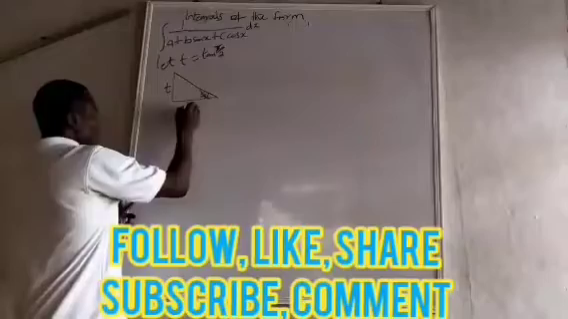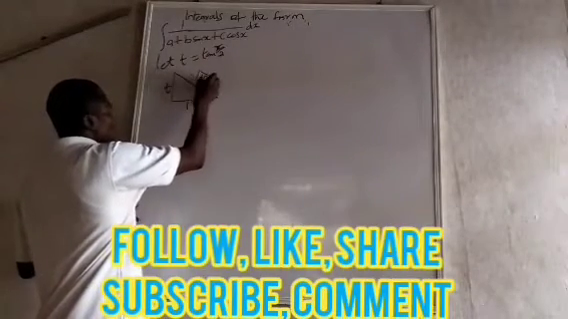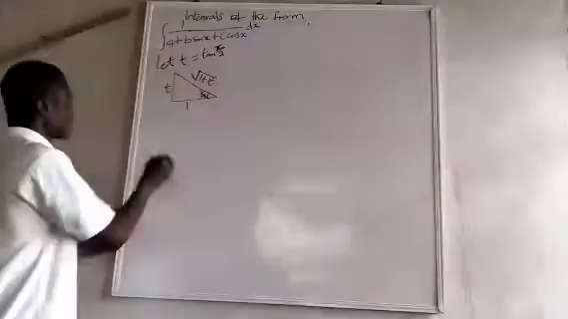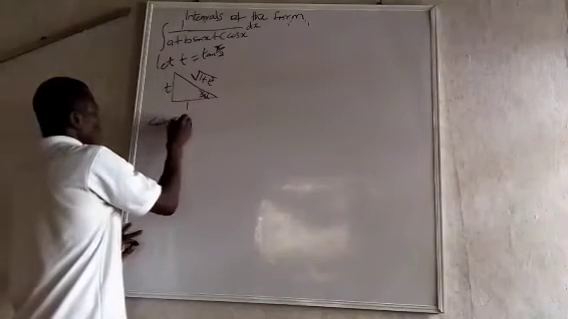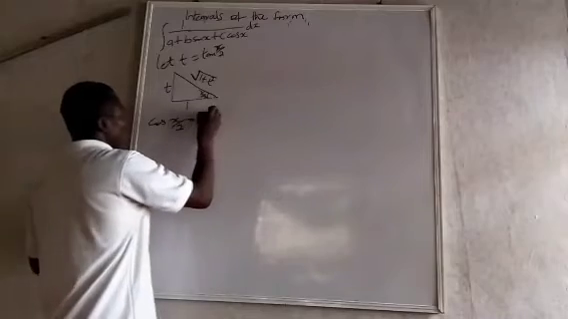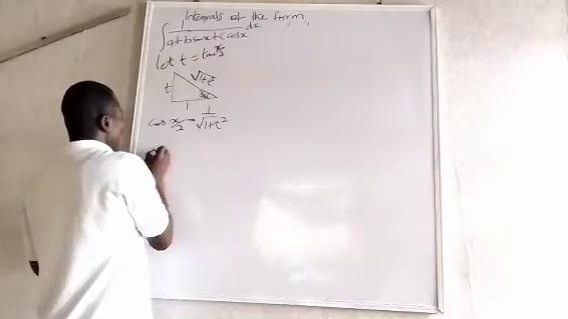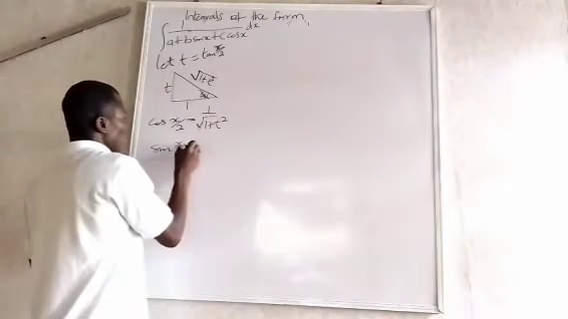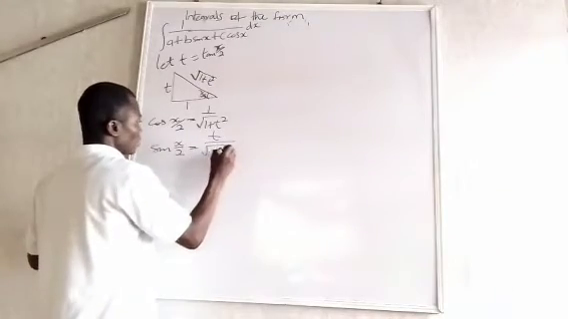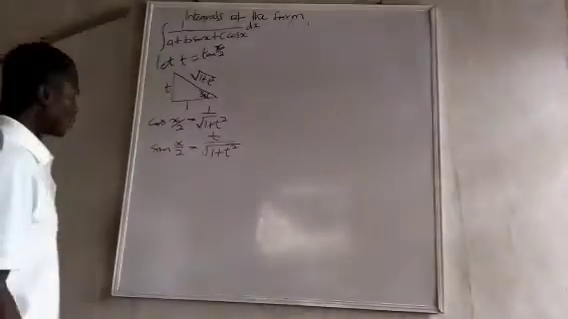If this side is t, this side will be 1, and this side will be root of 1 plus t squared, everything in terms of x over 2. So which means that our cos x over 2 will be equal to 1 over root of 1 plus t squared. Our sin x over 2 will be equal to t over root of 1 plus t squared. And let's look for an expression for sin x.